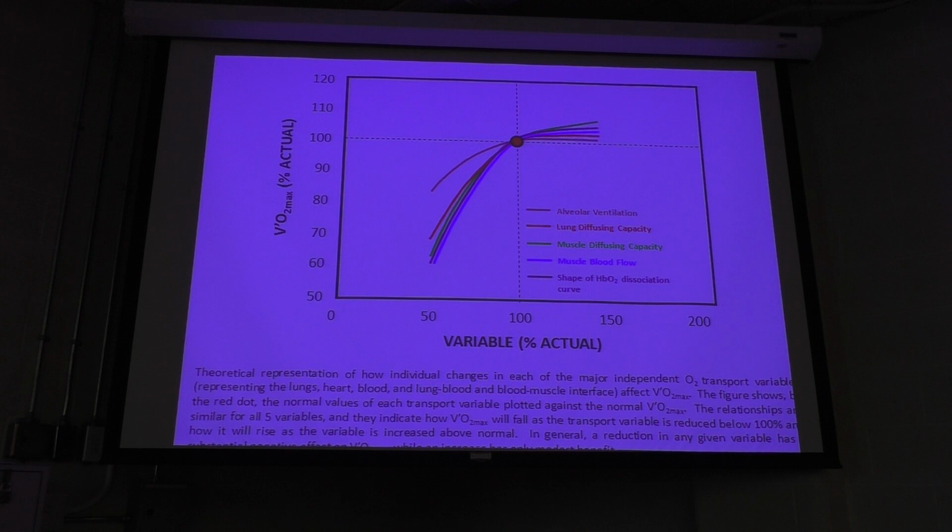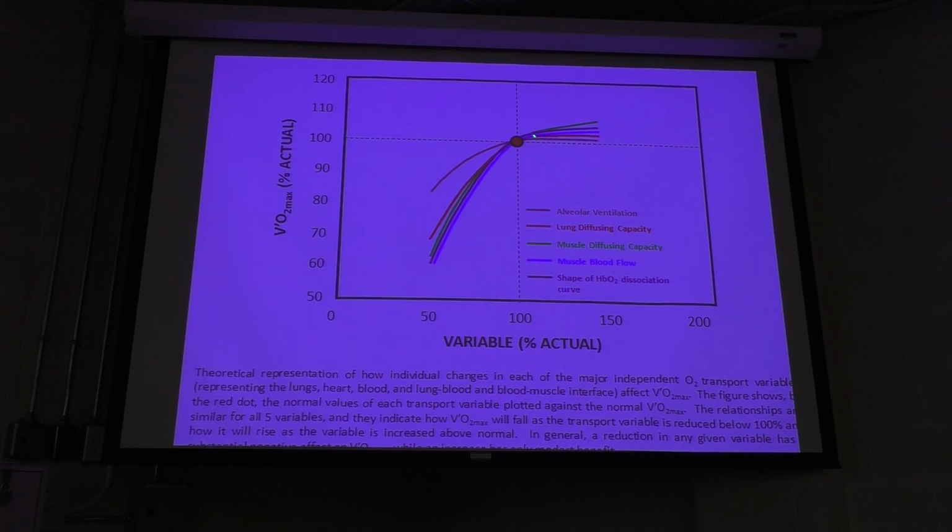And then subsequently delivered to the muscle cell for utilization. So really what we have is a theoretical representation of how individual changes in each of these major independent variables in the oxygen transport cascade affect VO2 max. So the figure shows, by the red dot, the normal values of each transport variable plotted against VO2.